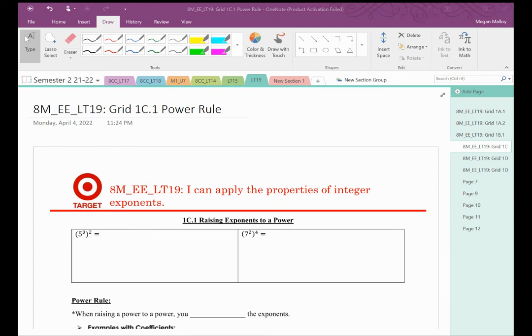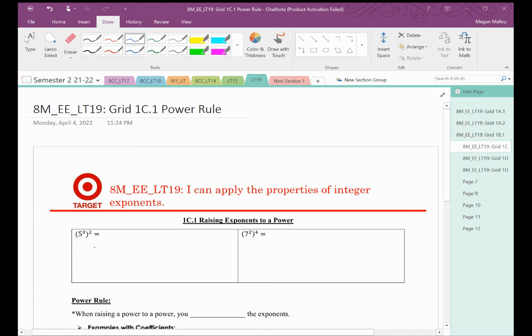In this video, we are continuing with Learning Target 19. I can apply the properties of integer exponents, and we're going to be looking at what we do when we have a base with an exponent also raised to another exponent. So if we look at our first example here, we have 5 to the third raised to the second power.